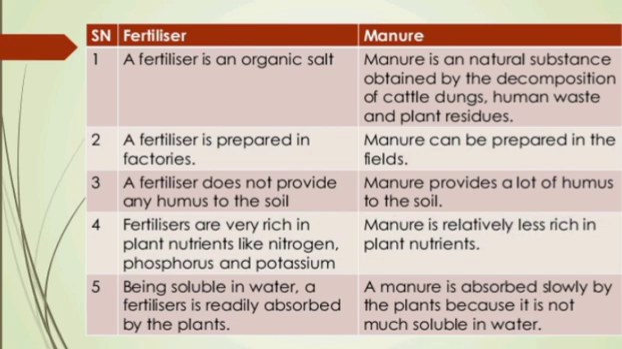Number 4, fertilizers are very rich in plant nutrients like nitrogen, phosphorus, and potassium, and manure is relatively less rich in plant nutrients. Number 5, being soluble in water, a fertilizer is readily absorbed by the plants, whereas a manure is absorbed slowly by the plant because it is not much soluble in water. Now this much is for today.